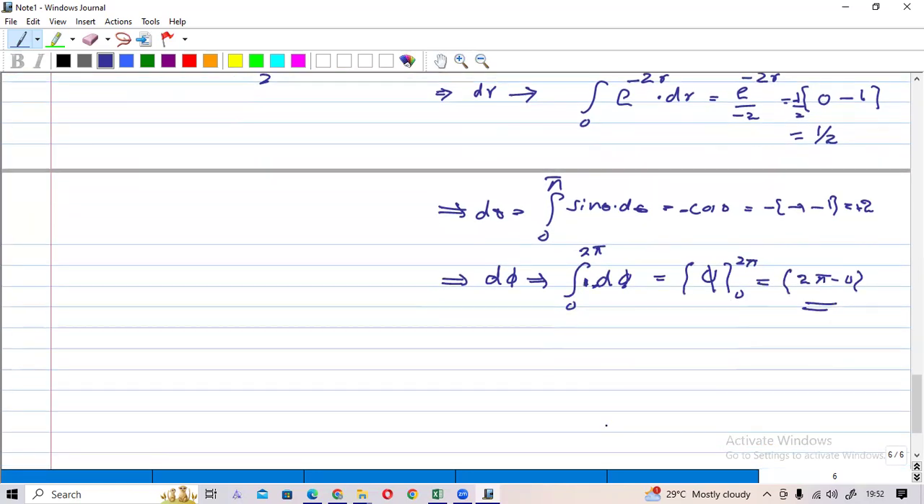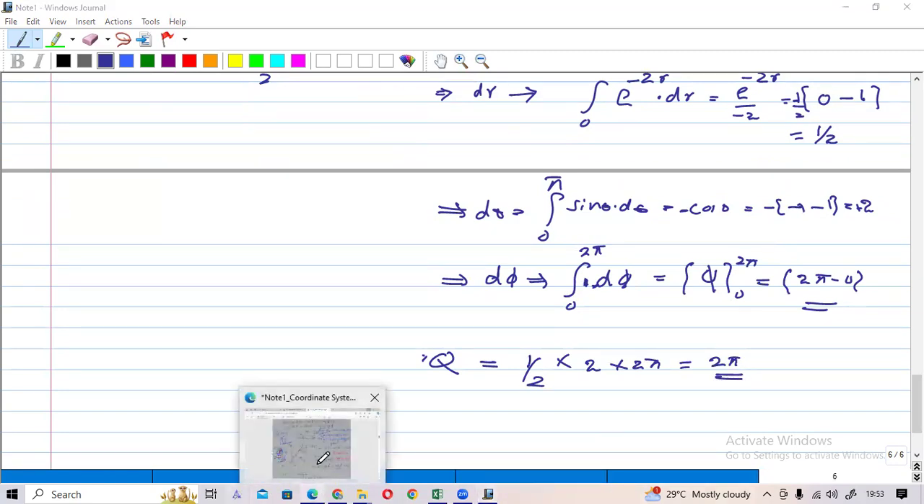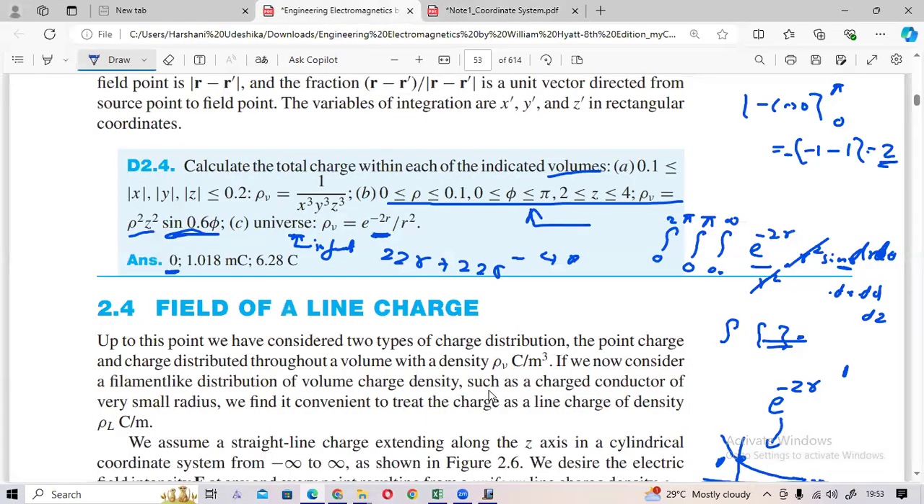Now you have the total charge of the universe. Q will be half into 2 into 2 pi. So the total charge will be 2 pi. So pi is 3.14 or something, no? Pi is, as I can remember, 3.14.